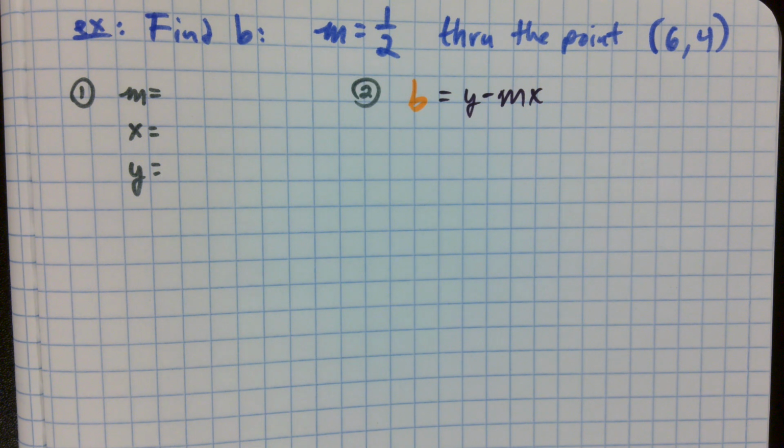4 minus. What was your M again? 1/2 times whatever your X was. Yes. So, 1/2 times 6. You don't have to. Just think about it. What's half of 6? There you go. So 6 times 1/2 gives you 3. Then what's 4 minus 3?